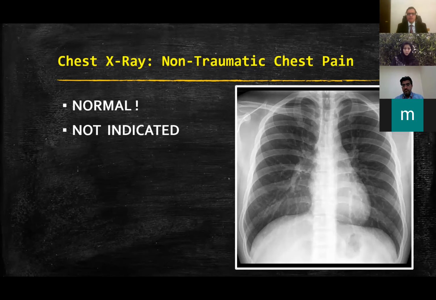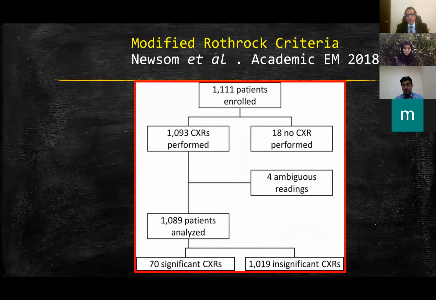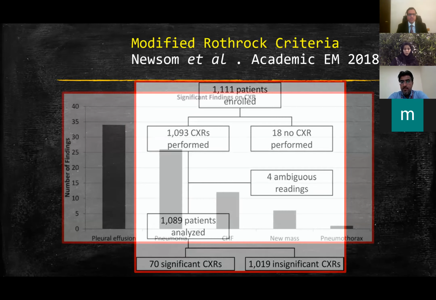This phenomenon was really studied by many scientists. One of them was Rothrock in 2002. He created criteria for ordering chest X-ray for patients with chest pain. And you know what? He came up with a very nice criteria that was not really taken up much. Anyhow, in 2018, Newsom and colleagues in Canada came up with a very nice criteria for ordering chest X-rays for chest pain patients in the emergency department.